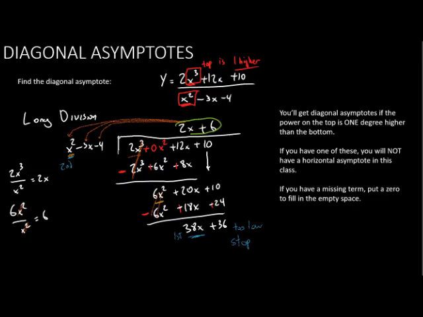Our quotient is 2x plus 6. Therefore, our diagonal asymptote will be y equals 2x plus 6. This is how we find the diagonal asymptote of a rational function.